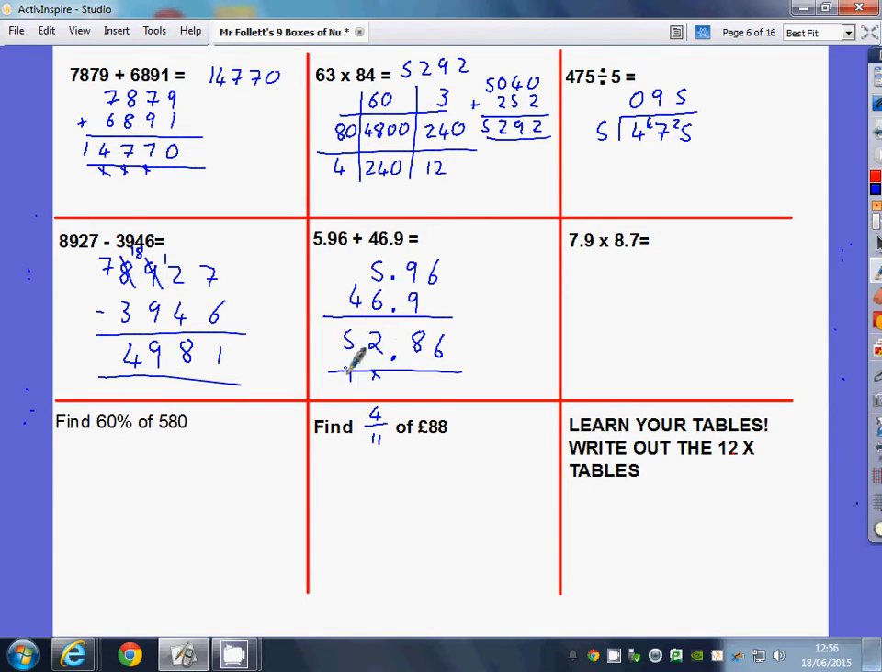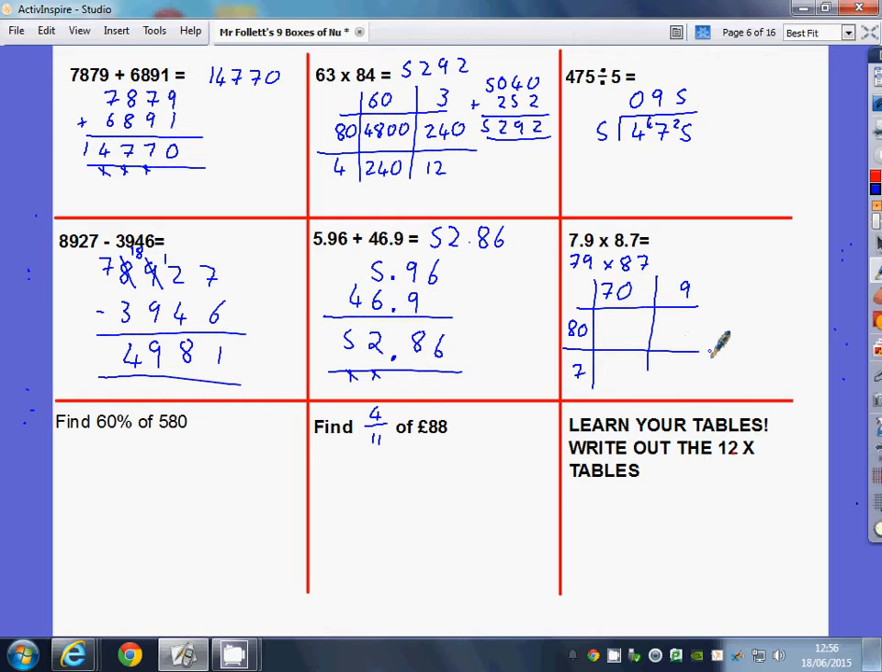And that gives us obviously 5 there, so it's 52.86. Okay, 7.9 times 8.7. What I'm going to do, when I multiply, I never really want to work with decimals. So I'm going to change this to 79 times 87. And hopefully you are confident now in doing the grid method. We've already done one. And it just shows, once you can multiply, you can actually multiply anything you like together.